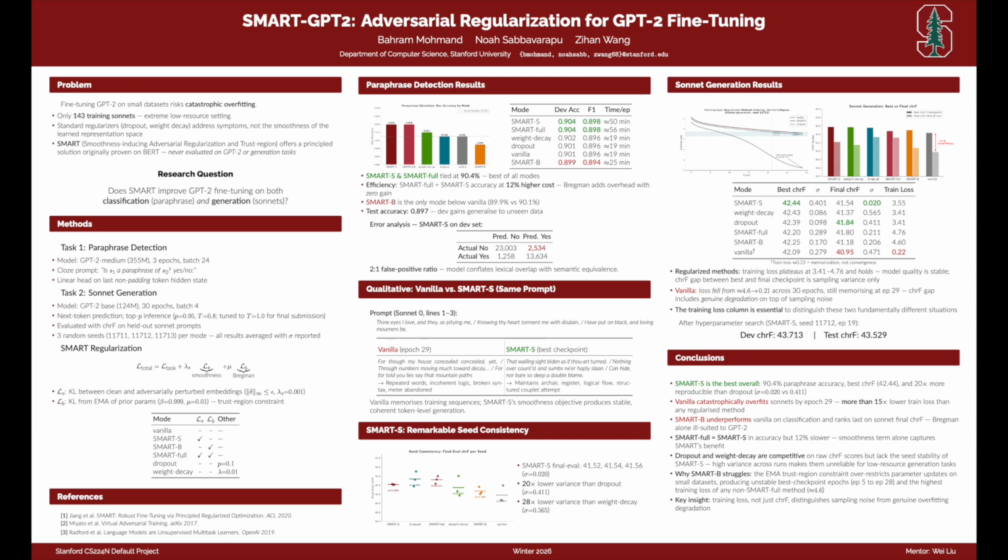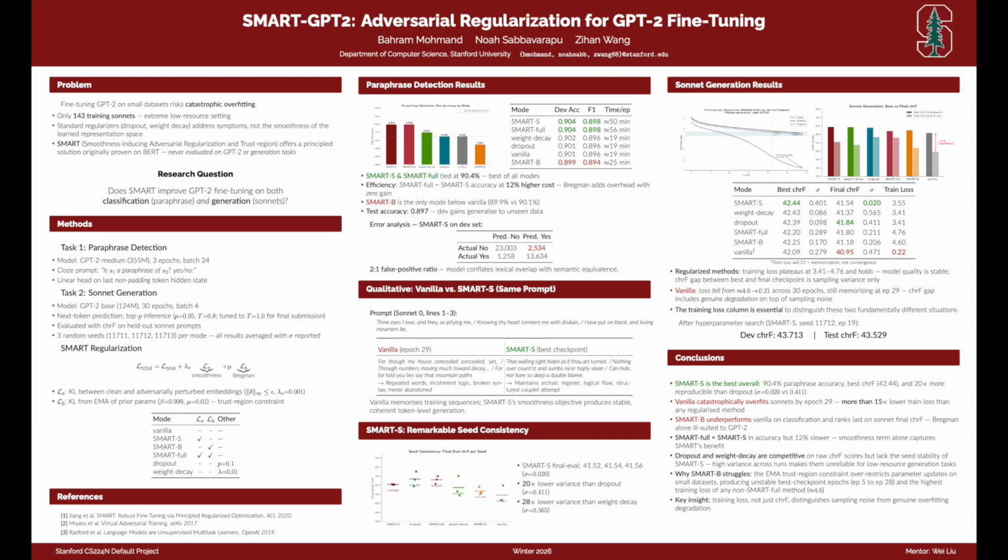For all 5 regularization methods, training loss plateaus somewhere between 3.41 and 4.76 and holds there. Model quality is stable, and the char-F gap you see is purely sampling variance from the top-p generation. For vanilla, loss fell from 4.6 all the way to 0.21 across 30 epochs. It never converged. It memorized the training sonnets. The char-F gap for vanilla includes genuine model degradation from overfitting on top of sampling noise.